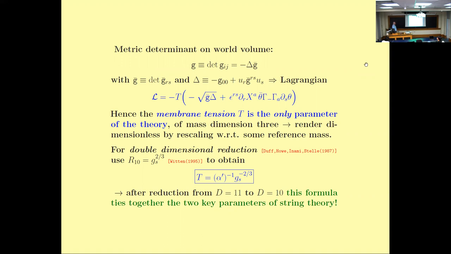But this is an important point because it also illustrates something about perturbative versus non-perturbative. In string theory, you have a double expansion in alpha prime and the string coupling. The two are intertwined in 11 dimensions. If you do it in 11 dimensions, you cannot tell one from the other. Instead, you just have this single quantity, the membrane tension. So to emphasize this again, this formula ties together two key parameters of string theory and expresses them in terms of the membrane tension. So if you think about a scheme where you would do a perturbation expansion in the membrane tension, it would not be so easy to disentangle what this would correspond to in terms of string perturbation theory.